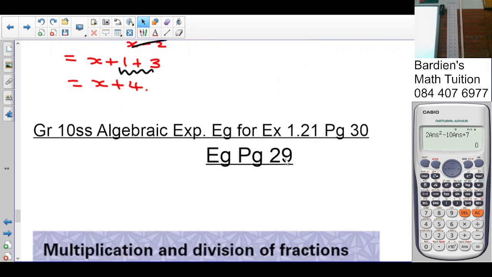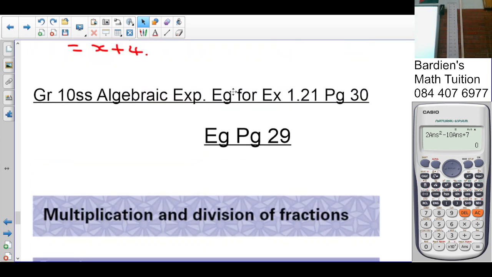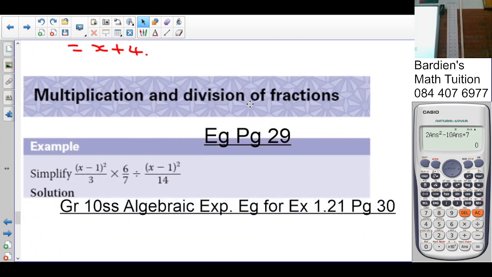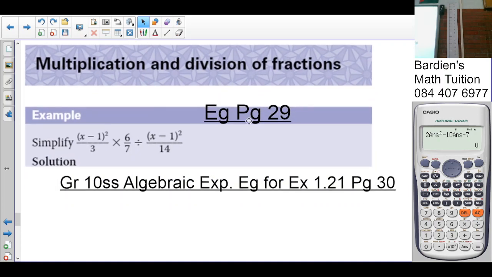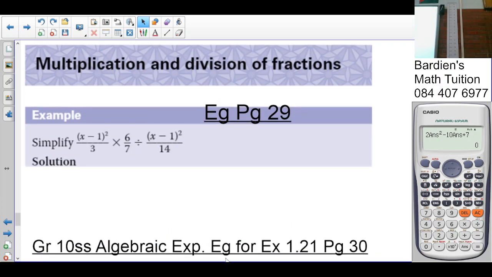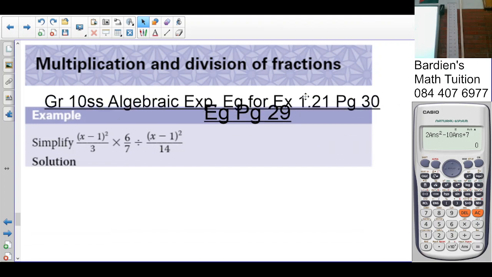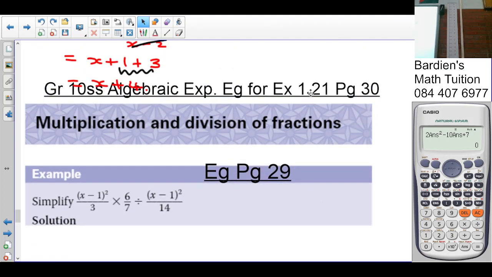Right, let's go to the next example. The next example is on page, multiplication and division of fractions. Which page is this on? 31. Okay, so that is for tomorrow's lesson, not so? Alright, so what I want you guys to do now is exercise 1.21. I'm going to call you up row by row again. You do for me the first column.